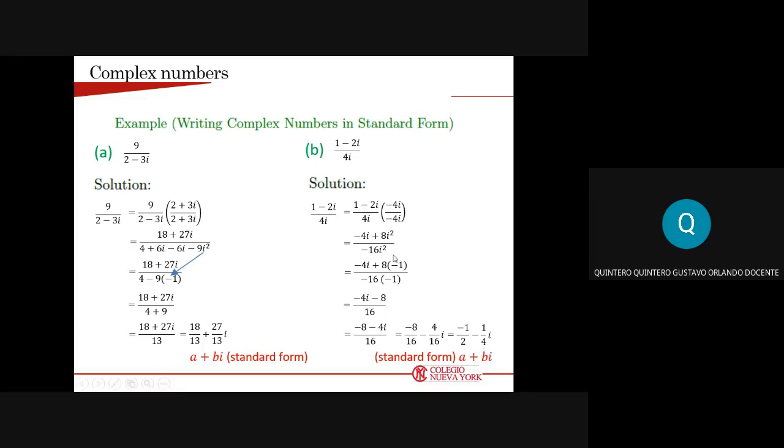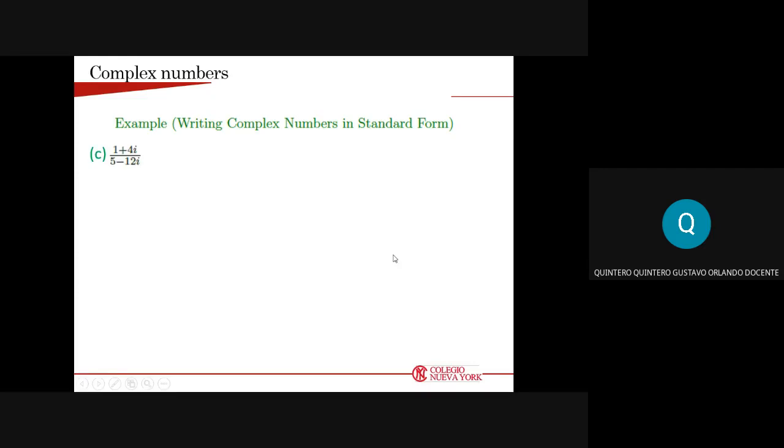Now, these are the easiest. I'm going to do a little bit harder one. All right. Let's do it. We're going to go a little bit faster this time. We have two complex numbers, and we are going to write them in standard form. In other words, divide. Solution.